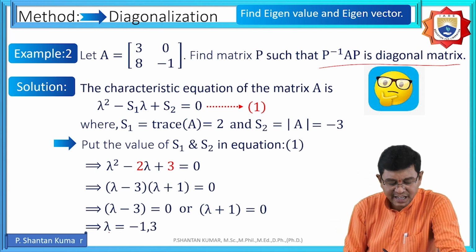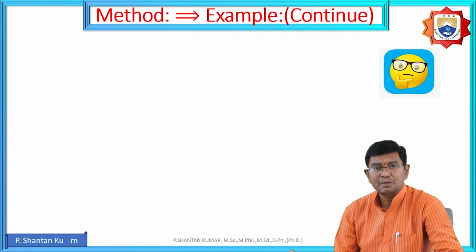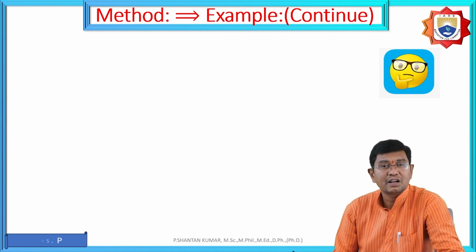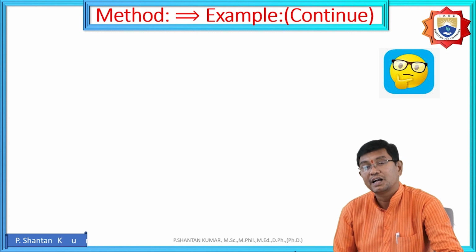And clearly the eigenvalues are different. That means lambda is equal to minus 1, 3. According to the working rule of diagonalization of the matrix, it clearly exists. That means it is diagonalizable.